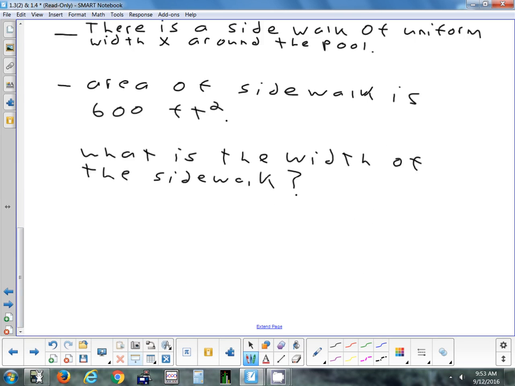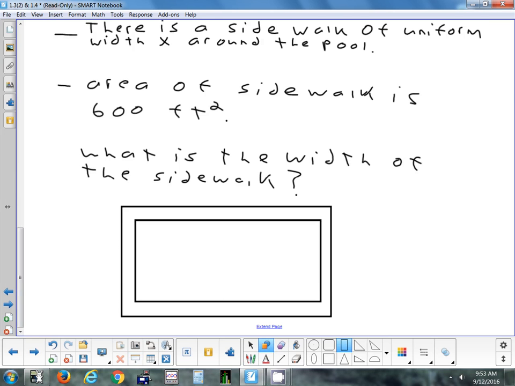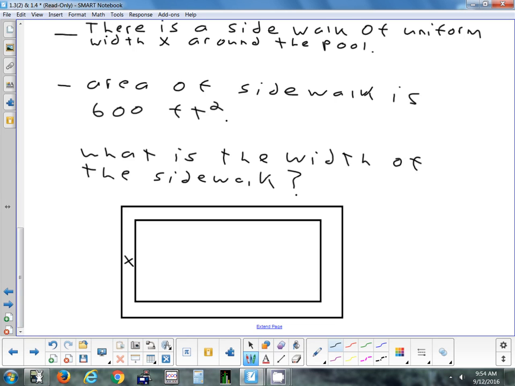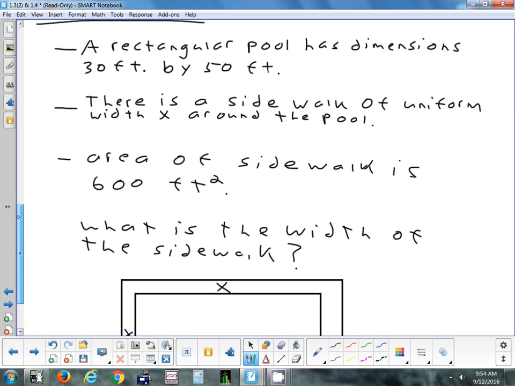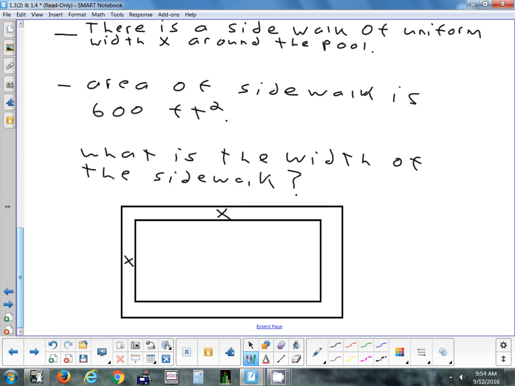So I'm going to draw my pool, okay, and around the pool I have a sidewalk that's a uniform width all the way around. Okay, I don't know the width, they just tell me to call it X. But I do know the dimensions of the pool. It's 30 feet by 50 feet.